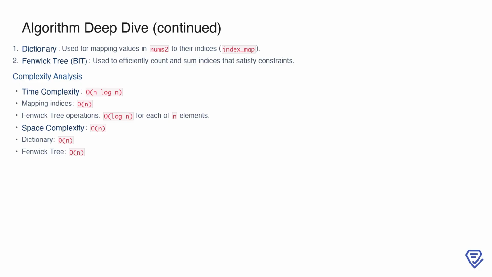Together, these data structures enable an optimized algorithm with a time complexity of O(n log n). This is derived from the O(n) time required to create the mapping and the O(log n) operations performed for each of the n elements during traversal. The space complexity is also O(n), accounting for the dictionary and the Fenwick tree. This approach avoids the infeasible O(n cubed) complexity of brute force and demonstrates the power of combining mapping techniques with advanced data structures to solve problems efficiently.